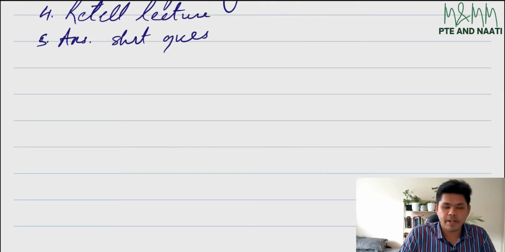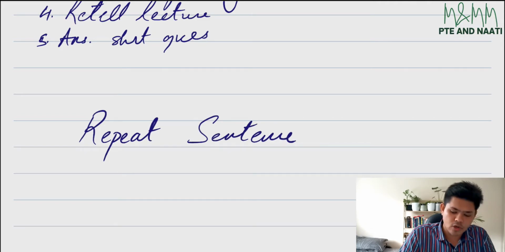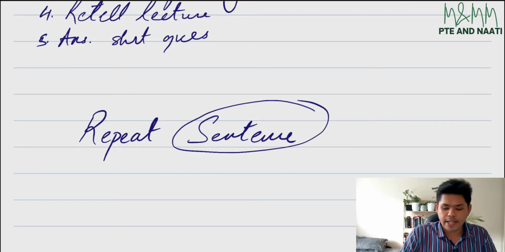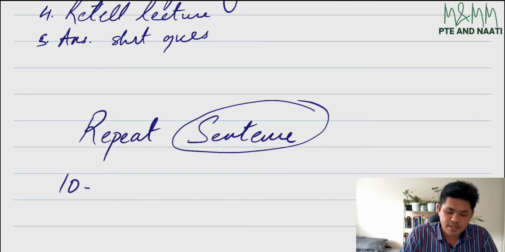I always start explaining my topic from the name itself. If I write down the name, it is very easy for me to understand. What is the name of this topic? Repeat sentence. That means there will be a sentence that will be given to you. Your job is to repeat the same sentence. Now repeat means you have to speak the same thing. That is the actual meaning of repeat. So you cannot make changes in the sentence that you just heard. If you make changes in the sentence, then you're not repeating the same thing, and hence you will lose a lot of marks.